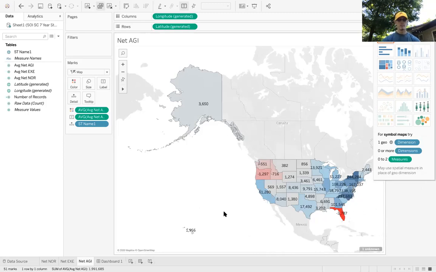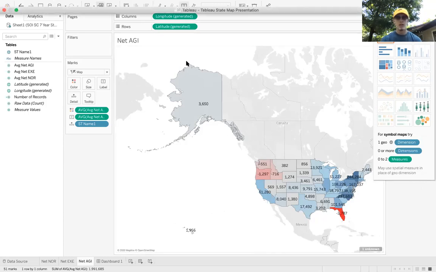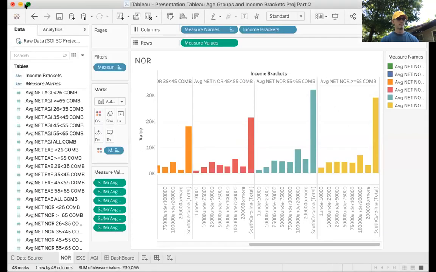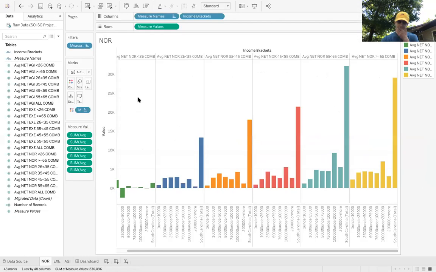So that's our first Tableau look. Let me share my next Tableau, which is right here, and this is a different visual we're looking at now. Instead of the three variables of the net number of returns, exemptions, and AGI, we're now looking at those, but we're also subcategorizing income brackets and age under them.